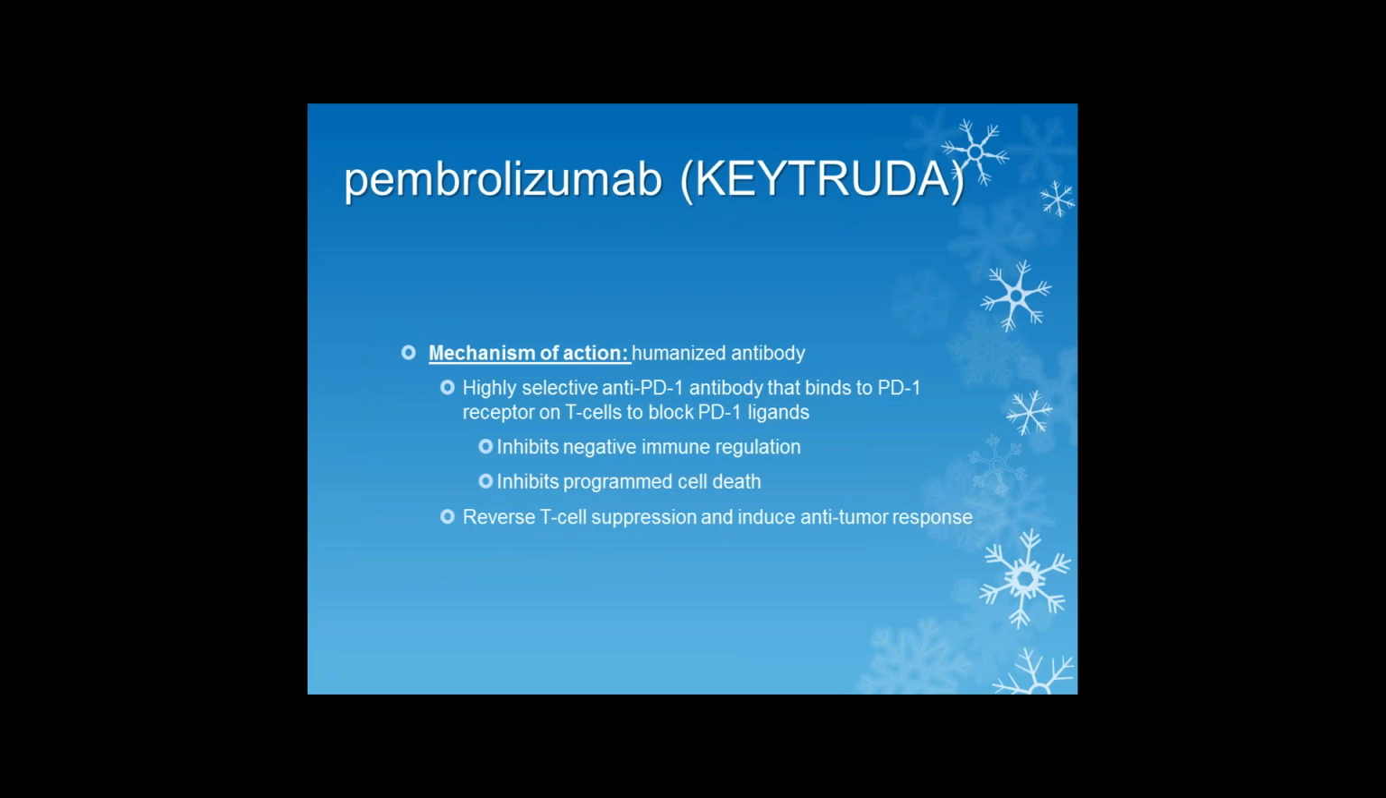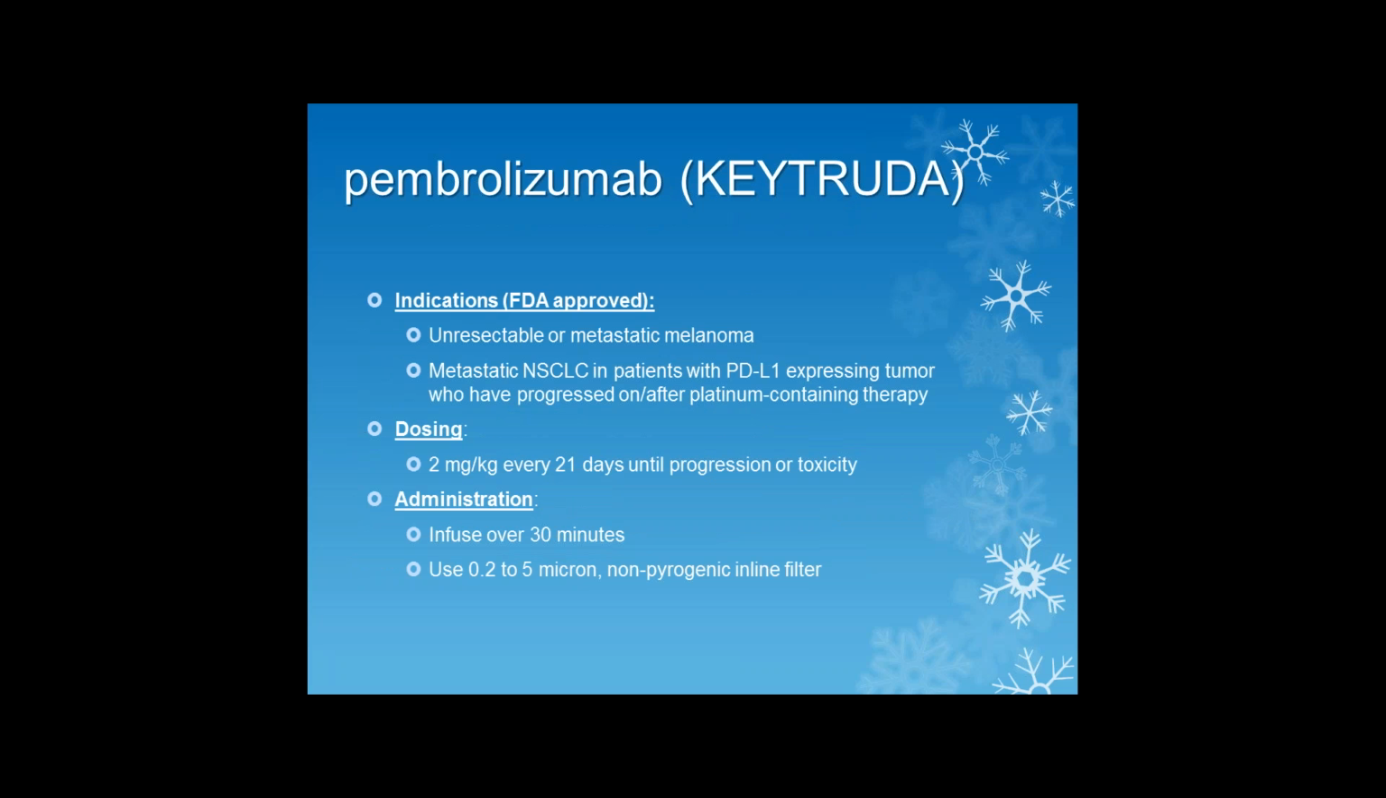Alright, pembrolizumab. This is a humanized antibody, an anti-PD-1, so it binds to the PD-1 receptor and inhibits the binding of the PD-1 ligands. So this inhibits the negative immune regulation and programmed cell death. Basically, again, you're reversing that T cell suppression so that your immune system can be more active against the tumor. Indications for this are, again, melanoma, and also non-small cell lung cancer for patients who have PD-L1 expressing tumors. That is something that they'll test for.